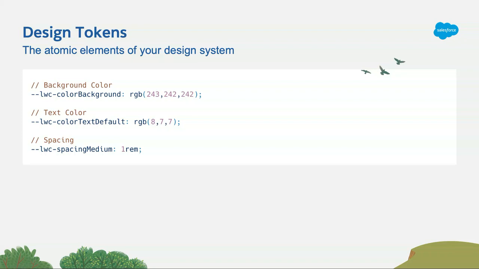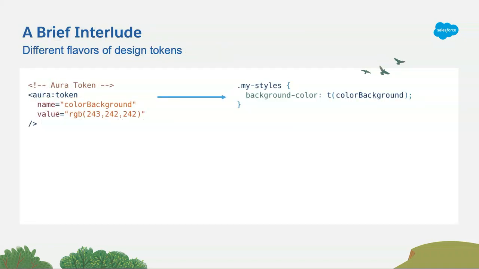We use design tokens in place of hard-coded values in order to maintain consistency and scalability within our apps. So in our example here, we've defined 3 design tokens. We have a background color token, text color, and spacing. Now, if you live in the Aura world and you've used our design tokens before, this may look a little weird to you, but perhaps this looks a little more familiar.